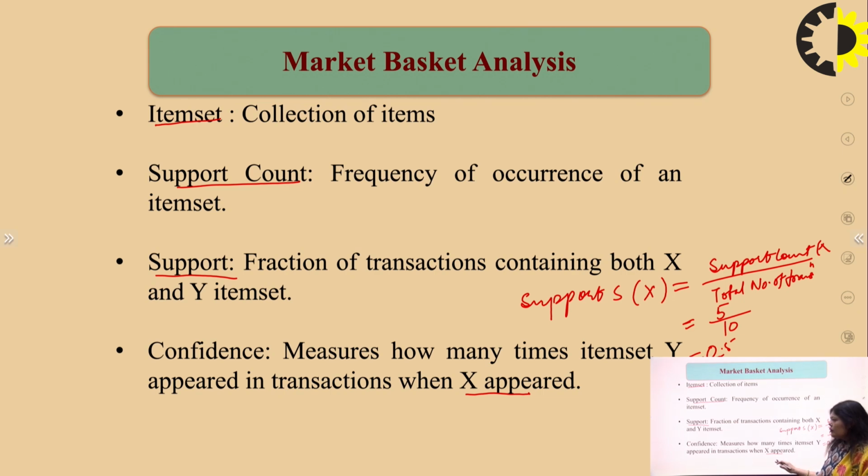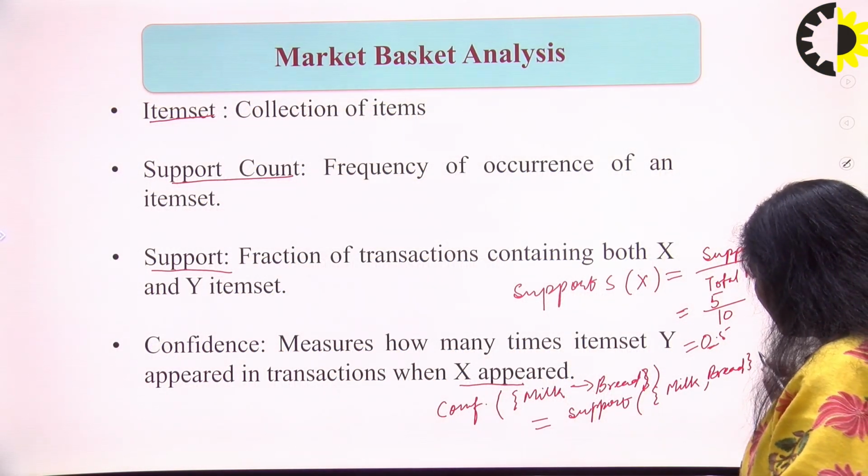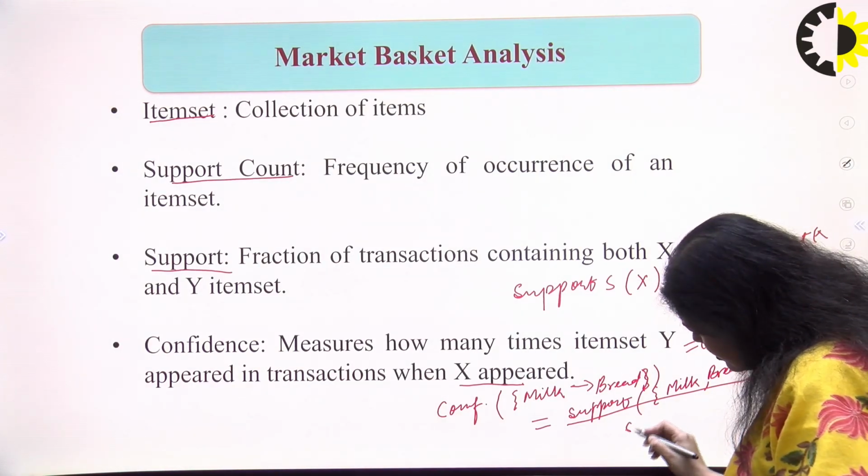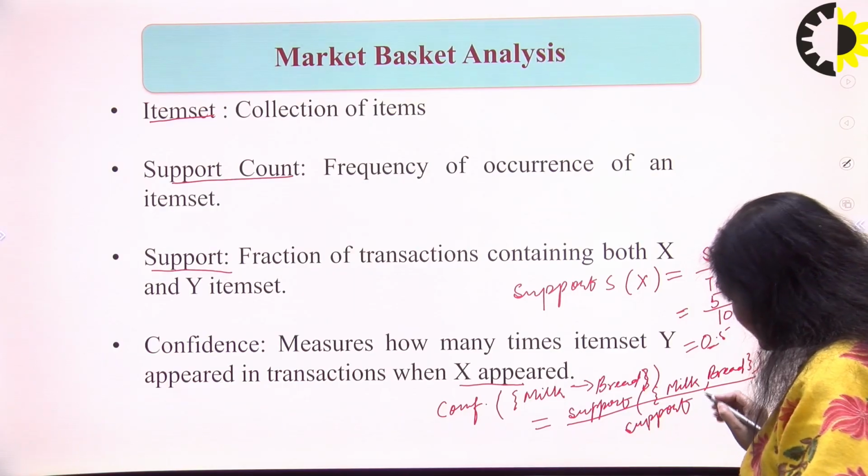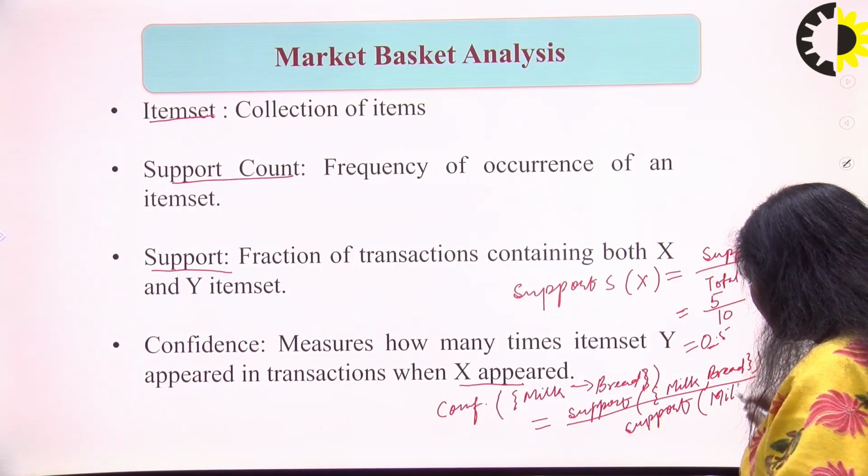To find out the confidence, we apply the formula. For example, the confidence of purchasing milk when bread is also purchased can be found by finding the support of milk and bread together, divided by the support of milk purchased alone.